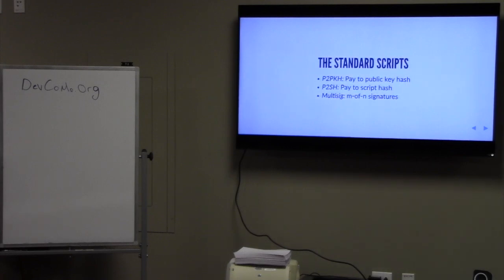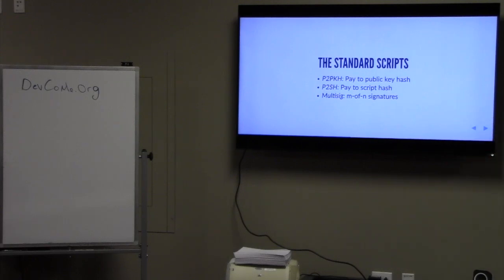The standard scripts, the three scripts you'll see the most, the first one is pay to a public key hash. This is used when you are paying someone else, a single entity, some money. So in the example where James is paying me 1,000 Satoshis, in that situation, he would most likely be using a pay to a public key hash where he would be using my public key. So he would hash my public key and he says, whoever owns this public key can spend this output.